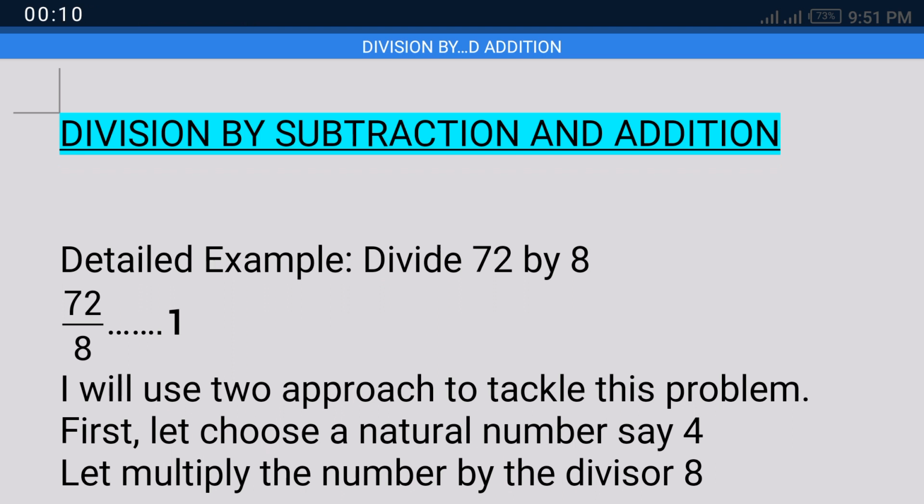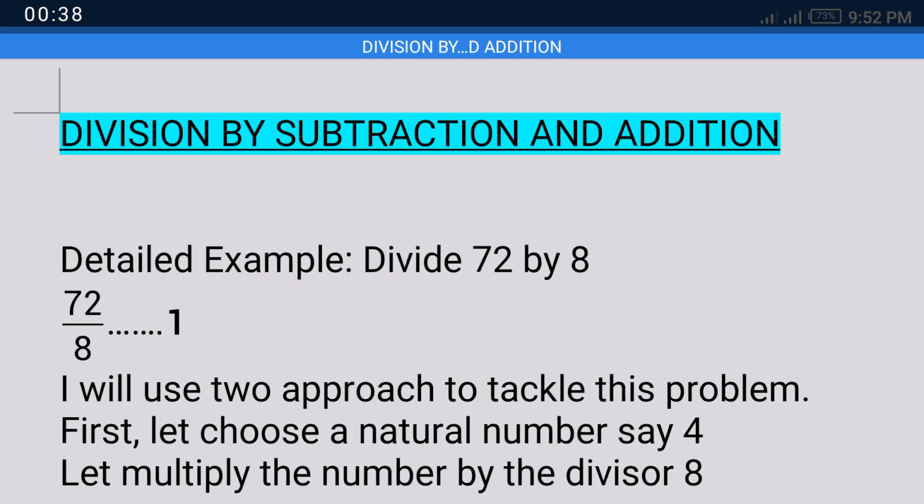In this virtual class, we're going to look at this topic. In my previous virtual class, I mentioned that we're going to look at division by subtraction. Here, we're going to look at division by subtraction and addition. So we manipulate subtraction and addition to obtain the quotients of given numbers.